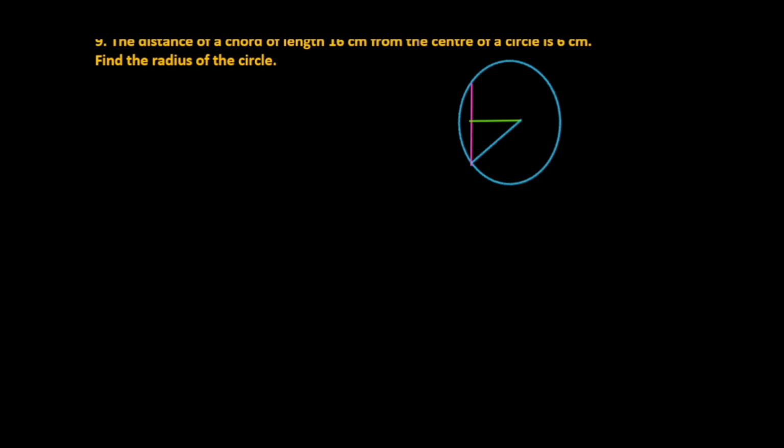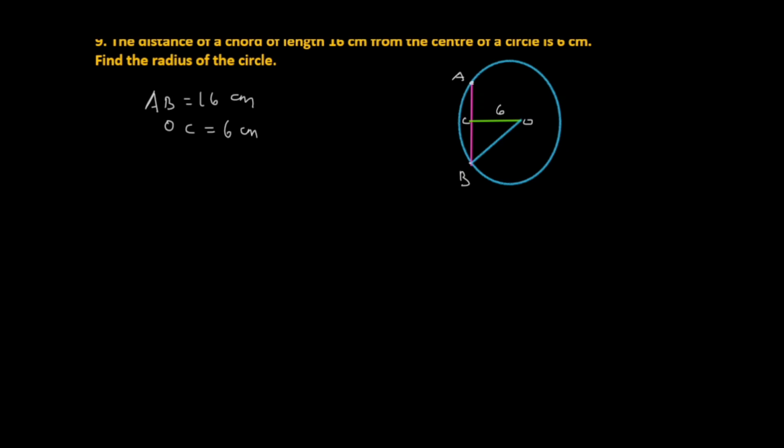Next, the distance of a chord of length 16 centimeters from the center. So take a chord, if this is A and B, the chord AB, then the length of AB here is given as 16 centimeters. The distance from the center of the circle is 6 centimeters. This is the center O, and if you take a point C, OC is equal to 6 centimeters. Find the radius of the circle.